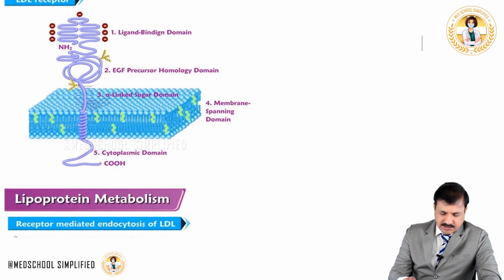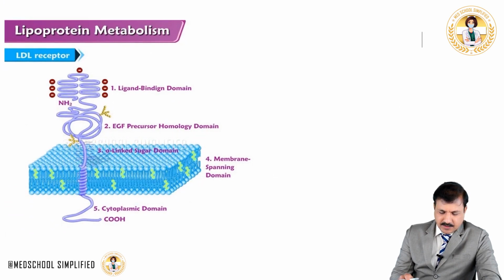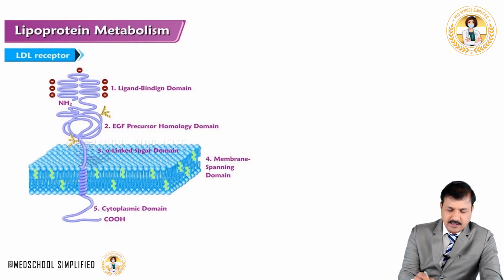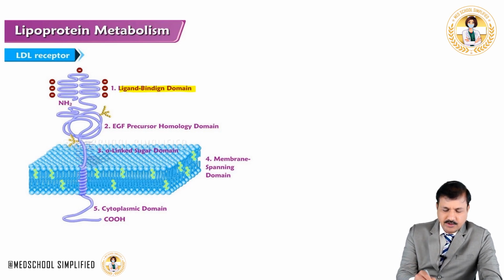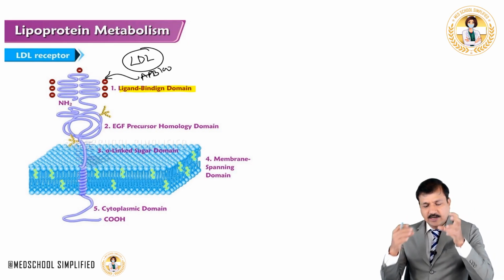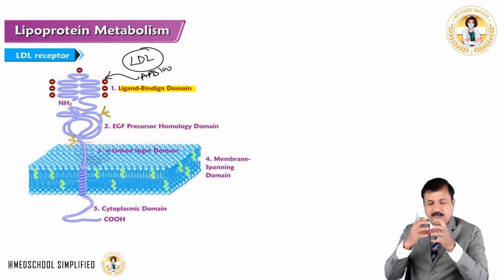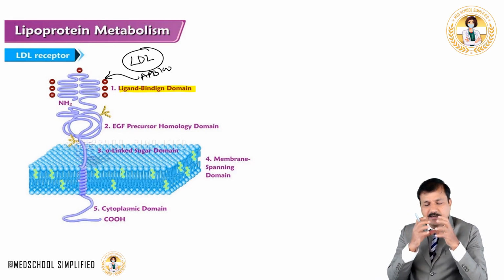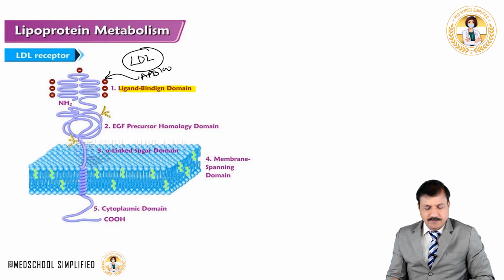Now here is the structure of the LDL receptor which we have seen in the previous slide. Domain number 1 is where LDL is going to interact. LDL contains ApoB100 over the surface, and this ApoB100 is the one that will recognize the ligand binding domain and interact. So that's how LDL interacts with domain number 1.